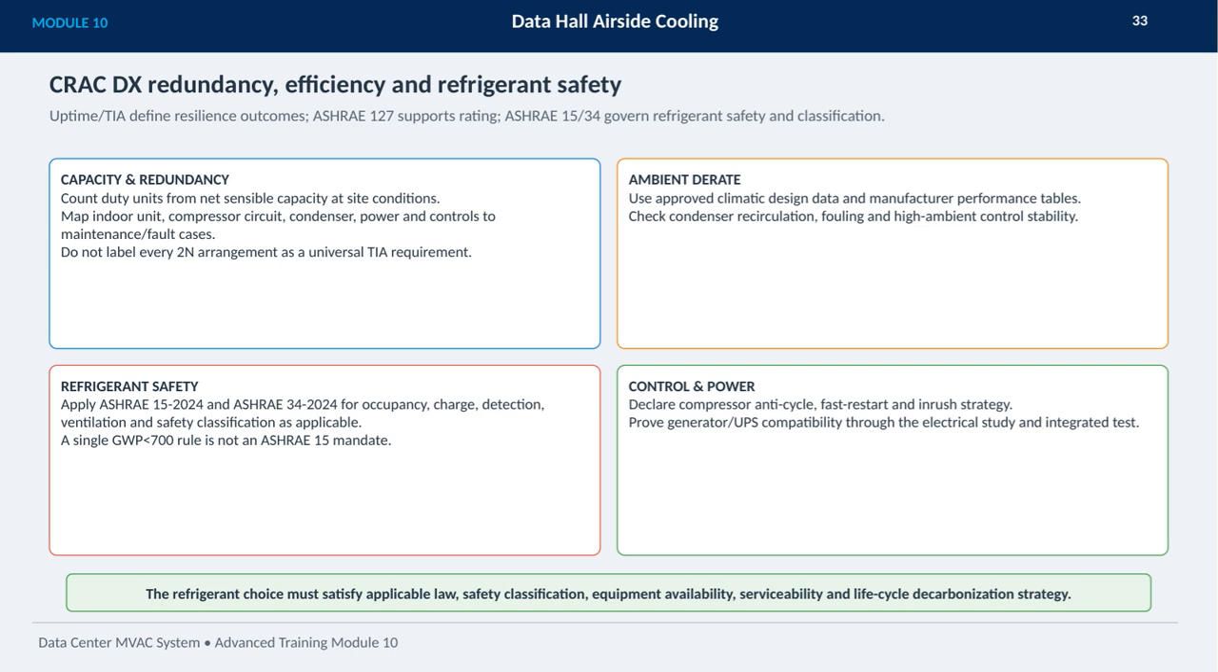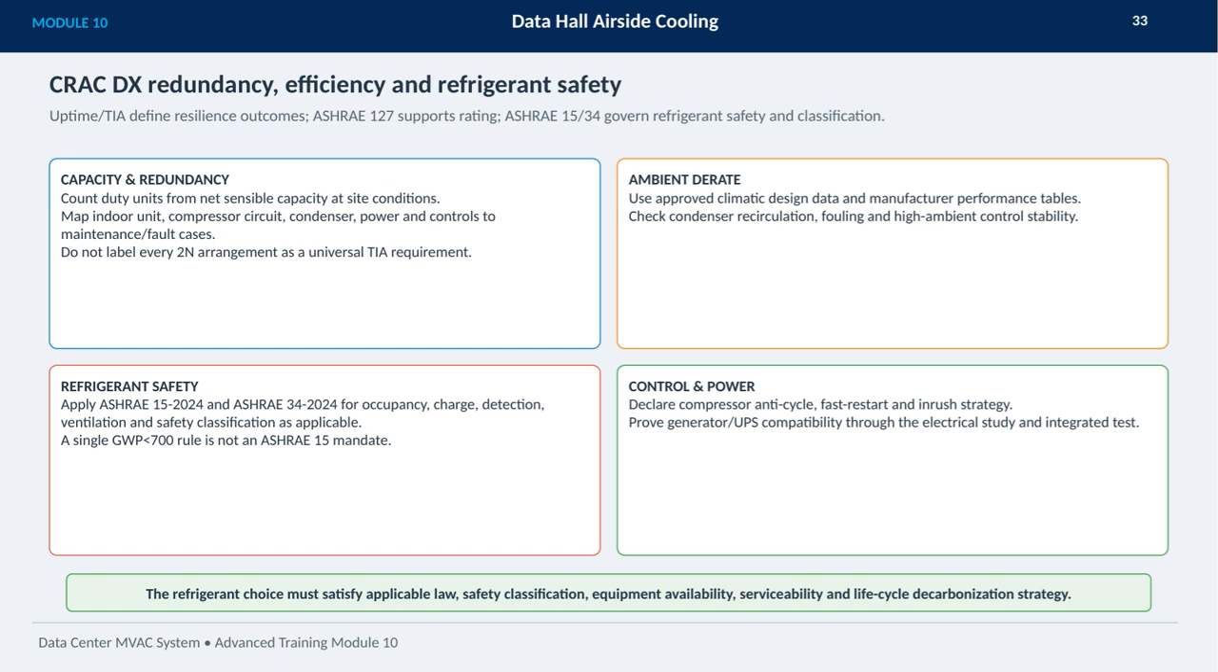For ambient derate, always use approved climatic design data alongside manufacturer performance tables, and check factors like condenser recirculation, fouling, and high ambient control stability to maintain optimal operation. Regarding refrigerant safety, apply ASHRAE 15-2024 and 34-2024 standards for occupancy, charge limits, detection, ventilation, and safety classification. It's also crucial to note that the popular single GWP less than 700 rule is not mandated by ASHRAE 15.